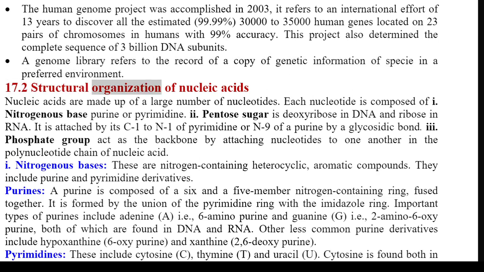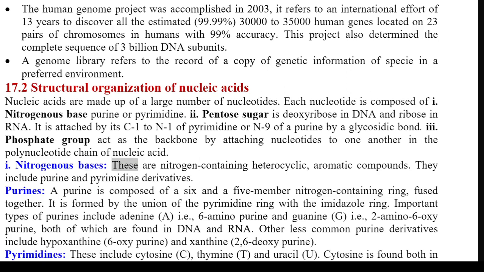17.2 Structural organization of nucleic acids. Nucleic acids are made up of a large number of nucleotides. Each nucleotide is composed of a nitrogenous base, purine or pyrimidine; a pentose sugar, which is deoxyribose in DNA and ribose in RNA, attached by its C1 to N1 of pyrimidine or N9 of a purine by a glycosidic bond; and a phosphate group, which acts as the backbone by attaching nucleotides to one another in the polynucleotide chain of nucleic acid.